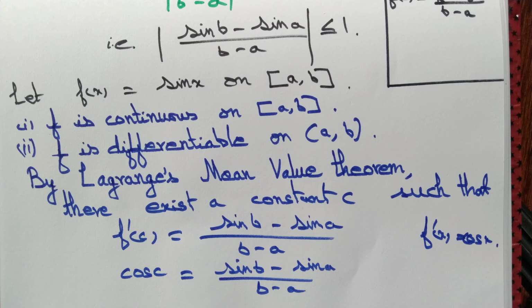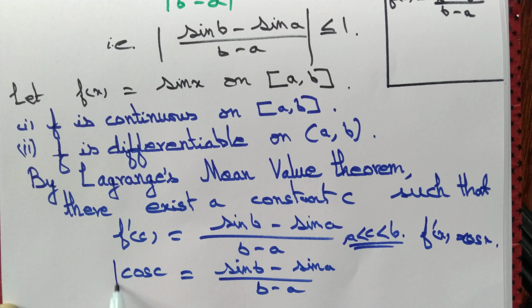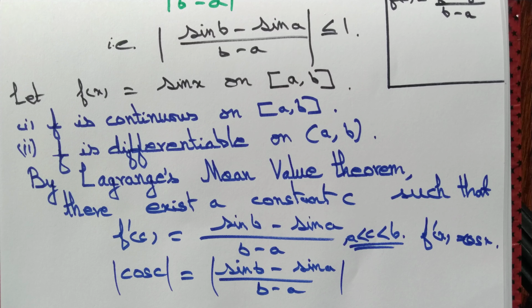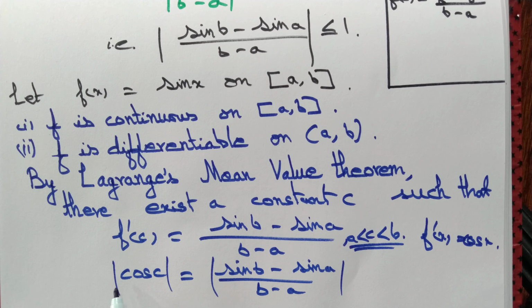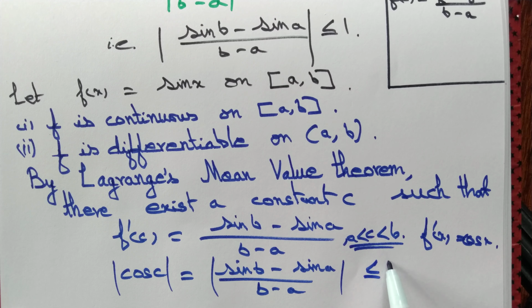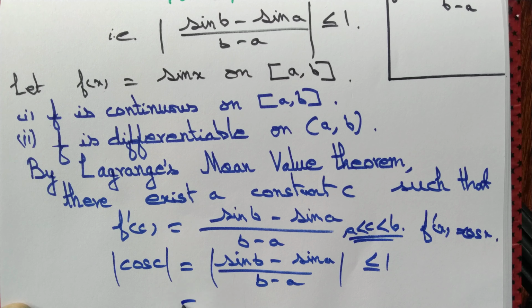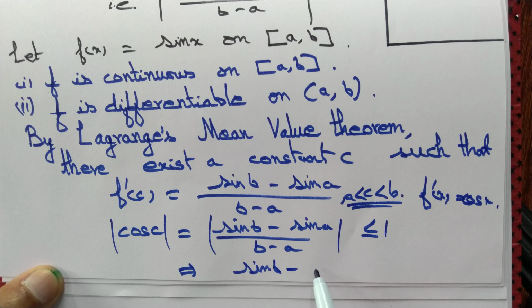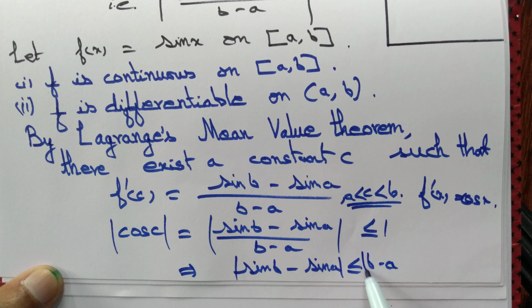But now we can take modulus, and of course that c lies in the open interval a, b, though it is not necessary. Now if we take the modulus both sides, we obtain modulus of cos c equal to modulus of sin b minus sin a divided by b minus a. But we know that modulus of cos c is always less than or equal to 1. From there we conclude, by multiplying by modulus of b minus a, that mod of sin b minus sin a is less than or equal to mod of b minus a.